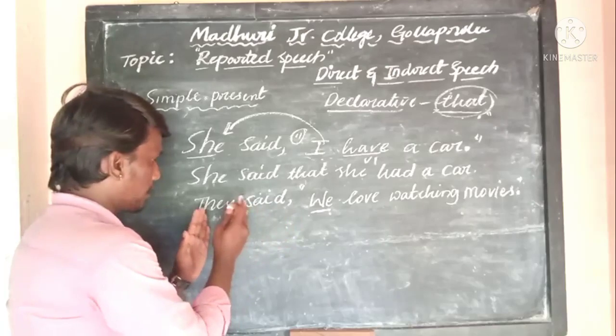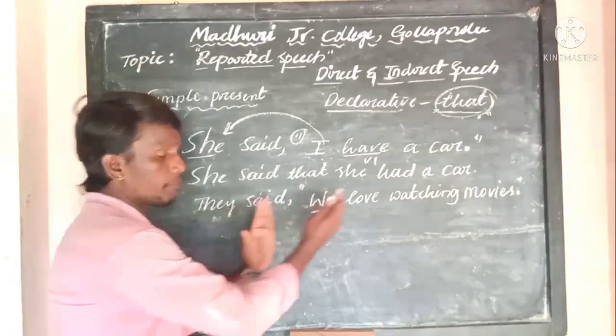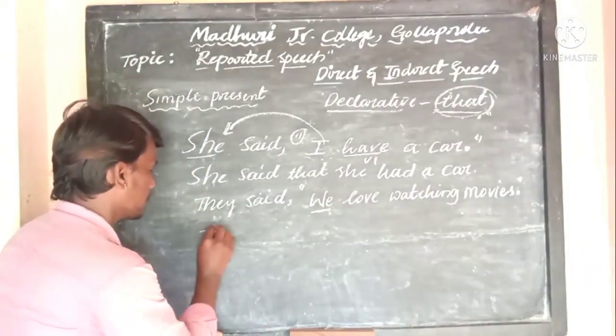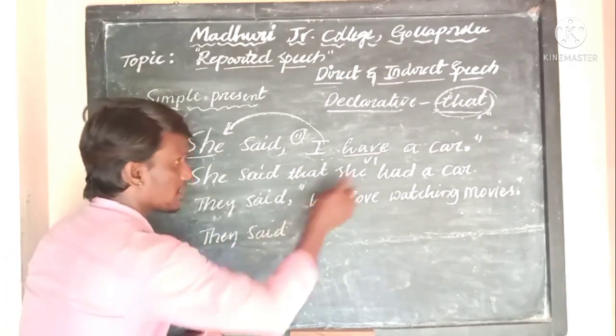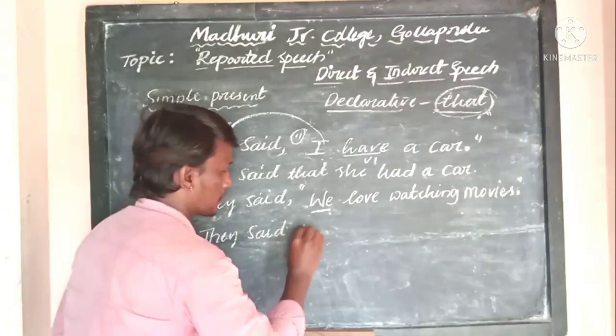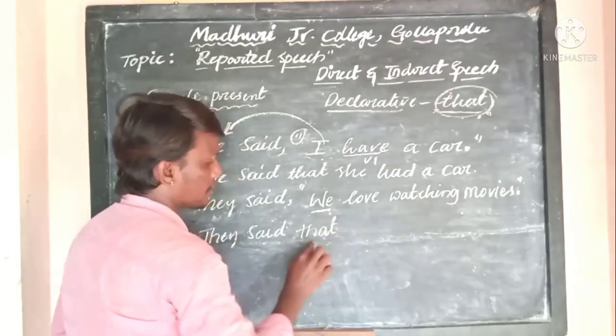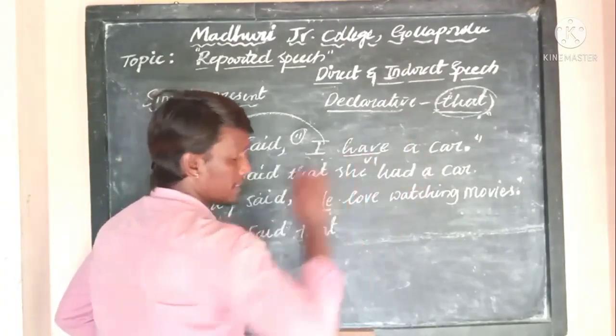Now let us combine this reporting part with the reported part. They said. What is the conjunction we need to take here? That. Why do we need to take the conjunction that only? Because it is a declarative sentence.